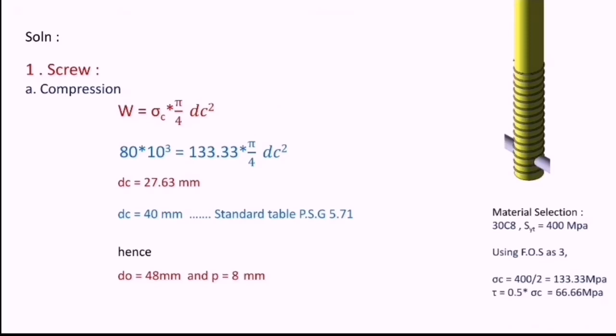Okay, starting with the screw part, we know that the screw will be subjected to compression. Hence I will write W is equal to sigma c into pi by 4 dc square. On substituting the values, I will get dc as 40 mm nearest to our calculated dc. Hence I will get the values of Do and pitch as 48 mm and 8 mm respectively.